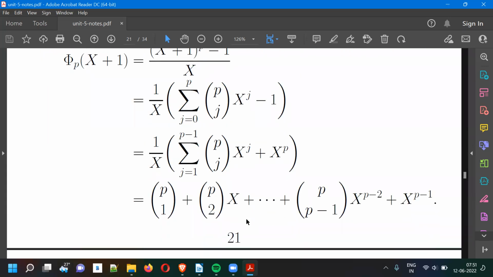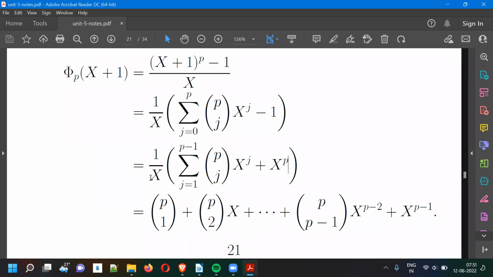Okay, so separating this out, now I'll take the x inside, because now every monomial here has a power of x at least 1. So I can divide by x throughout. So p choose 1 x raised to 1 divided by x is just p choose 1. P choose 2 x squared divided by x is p choose 2 x, and so on up to p choose p minus 1 x raised to p minus 1 divided by x, which is p choose p minus 1 x raised to p minus 2, and x raised to p divided by x is x raised to p minus 1. So this is phi p of x plus 1.